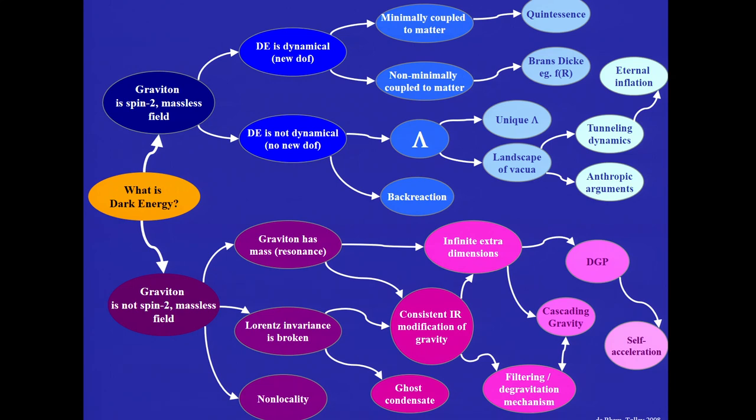And so, for instance, the graviton would not be a spin-2 massless particle. It could effectively have a mass like a resonance, or in different ways, through breaking locality or through breaking Lorentz invariance, leading to a whole set of different types of models. So that was 10 years ago, and just recently I thought, well, that's really now quite old.